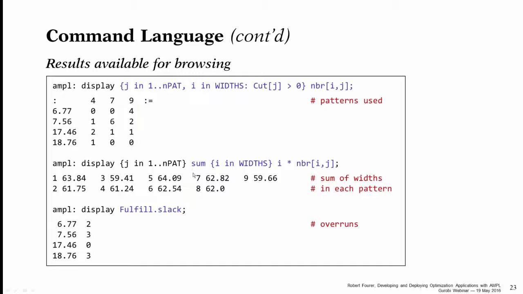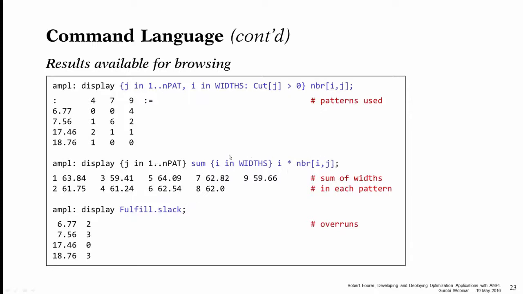In this example, I asked it to take all the widths in each pattern and add them up and tell me how much usable part of the roll was actually cut using that pattern. And so you see that the patterns vary. The pattern with the least waste is pattern 5, actually. The widths total up to 64, and the one with the most waste is this one here, 59.41. And you can see that the ones that were used, 4, 7, and 9, are pretty good. And so I can get that just by displaying this summation here.